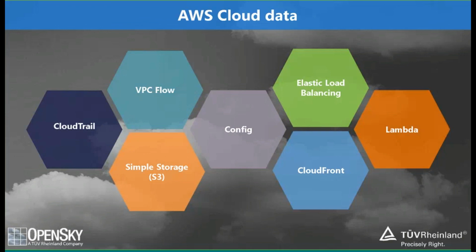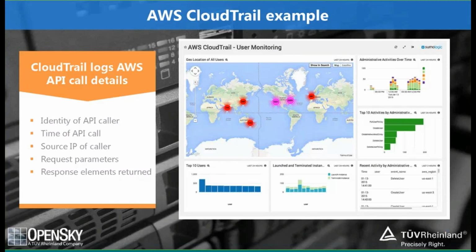I won't go through all of these, but I'll pick one example, CloudTrail, and talk a little bit about how we build analytics around that. CloudTrail logs AWS API call details, which is essentially how we primarily interact with the AWS services. And some of the things that it logs are the identity of the API caller, the time, the source IP, and the request and response elements. And from there, we can start building analytics and data visualization.